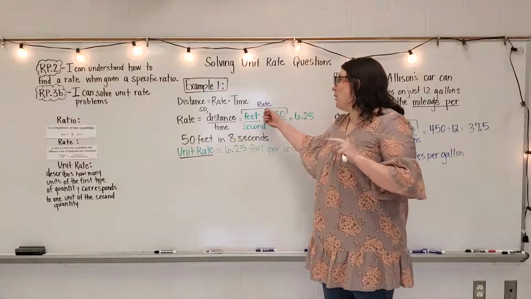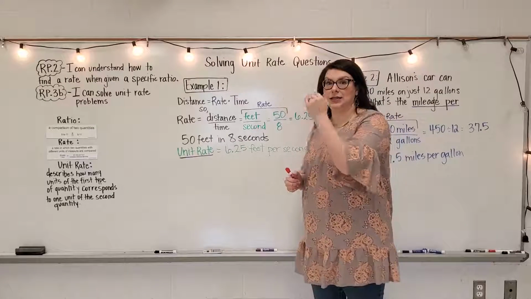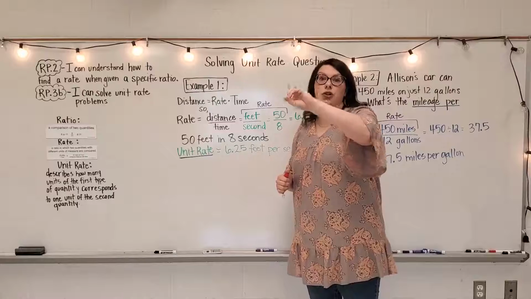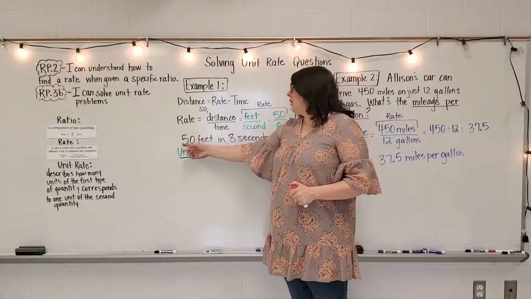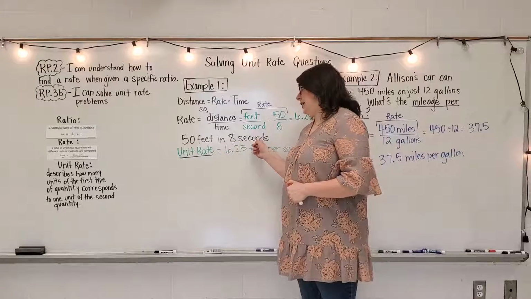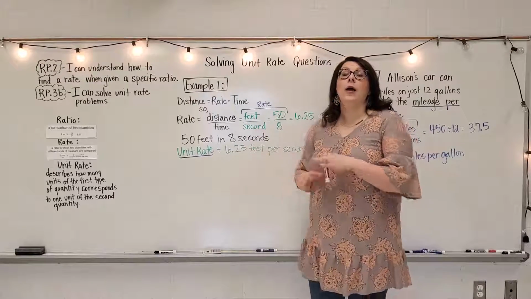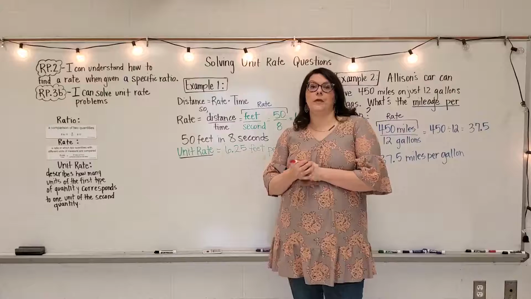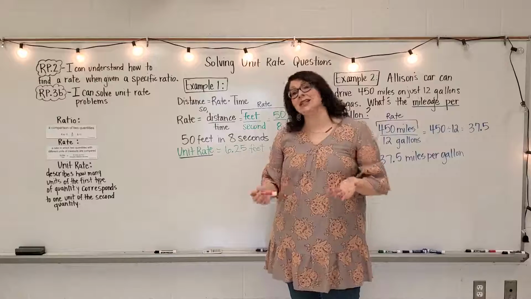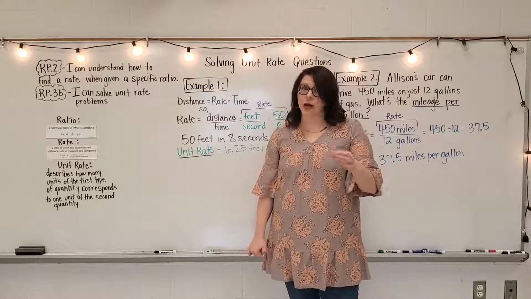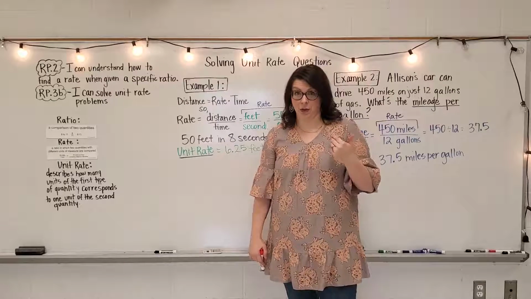So if I was setting up a rate by itself, I would look at just the distance and time, or just the two quantities that are different measurements. So in this example, it says 50 feet in 8 seconds. So our distance is feet and our time is seconds. You may remember from the first video about ratios that the order is so critical. And that's the same thing in rates too. You have to get that order correct so that the relationship can have the same value, okay?